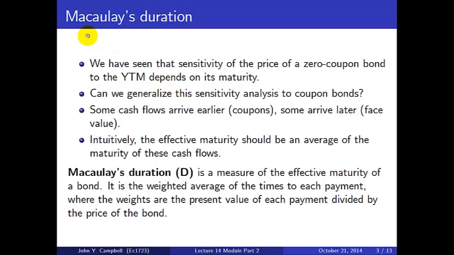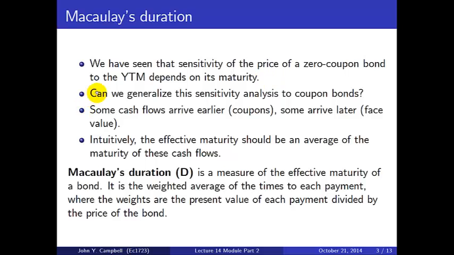So I'm going to start with a concept known as Macaulay's duration, after a guy called Frederick Macaulay who wrote in the 1930s. So let me introduce the concept. We've seen already that the sensitivity of the price of a zero coupon bond to its yield, its YTM, yield to maturity, depends on the maturity of the bond. Basically, a longer term bond has a price which is much more sensitive to yield than a shorter term bond.